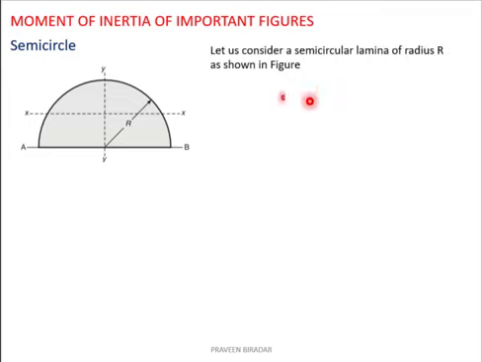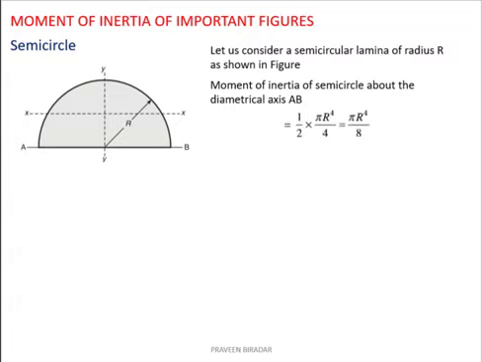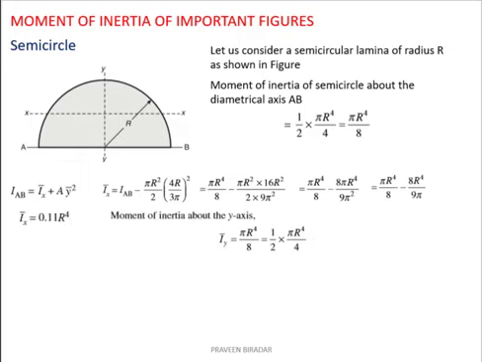We'll go to semicircle. Let us consider a semicircle of radius r as shown in the figure. Moment of inertia about the centroid axis is half into pi r4 by 4, that is pi r4 by 8. Same as circle, but it is half of the moment of inertia of circle. So if I transfer this to the base, Iab equals Ix plus A y square. Just substituting and solving, I will get 0.11 r to the power 4. Moment of inertia about the y-axis is pi r4 by 8 because it is symmetrical about the y-axis. So it is half of circle, pi r4 by 8.